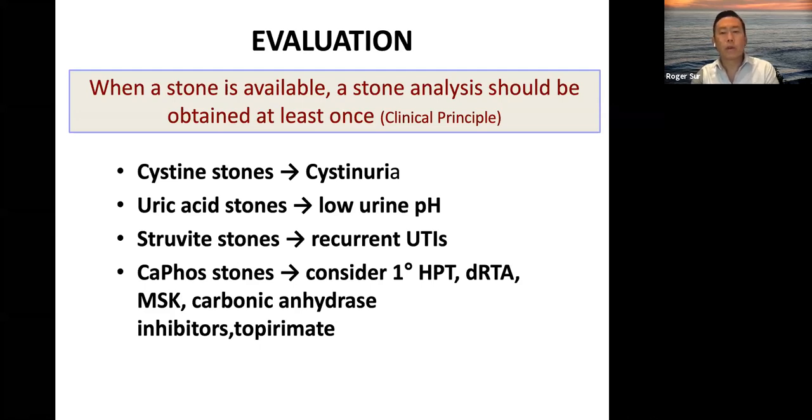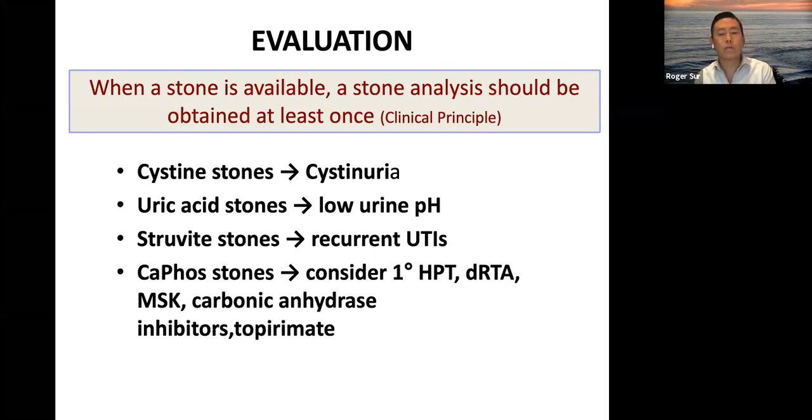The type of stone can tip you off to the underlying process. Obviously, cystinuria would explain that problem. A uric acid stone means that typically the urine pH is very low. This is a very commonly misdiagnosed problem that I see. People have uric acid, and we'll talk more about this in a little bit. The presence of a struvite stone obviously means recurrent infections. Calcium phosphate, as I alluded to earlier, suggests maybe primary hyperparathyroidism.